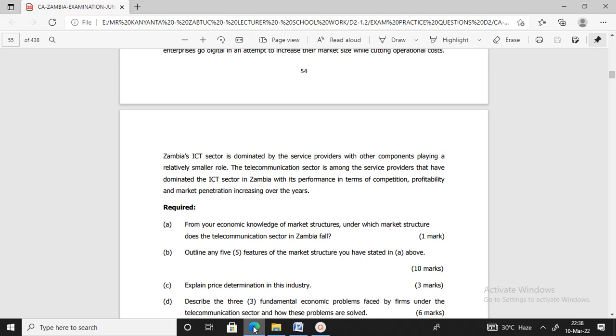Characteristics or features of oligopoly market structure. Number 1, few large firms dominating the industry. Number 2, the kinked demand curve. Number 3, strong barriers to entry. Number 4, homogeneous product or differentiated product. Number 5, the firms can sustain supernormal profits. They make supernormal profits and they can sustain supernormal profits in the long run.